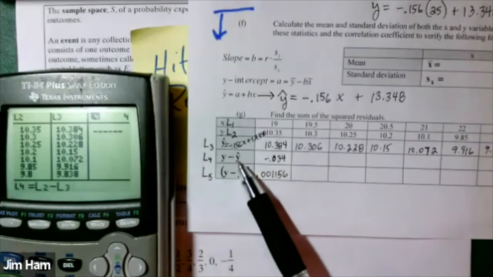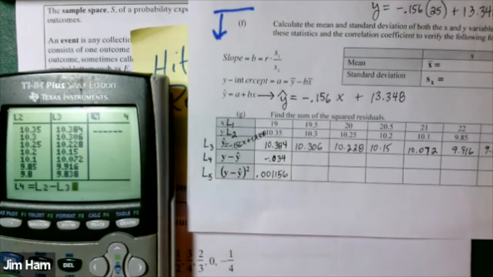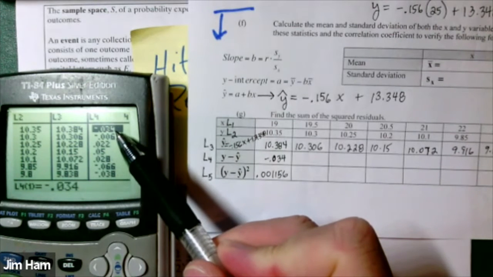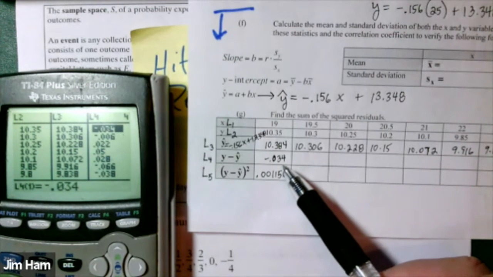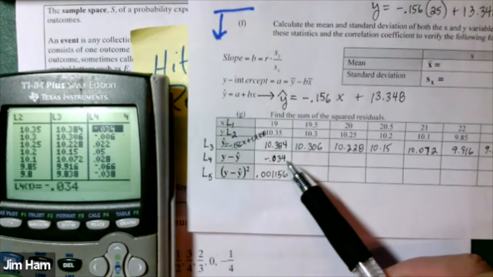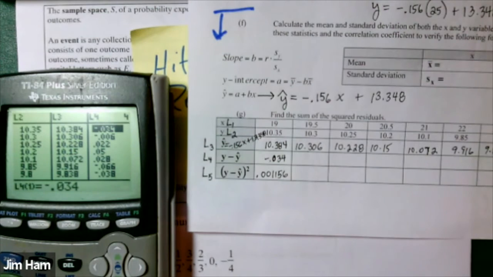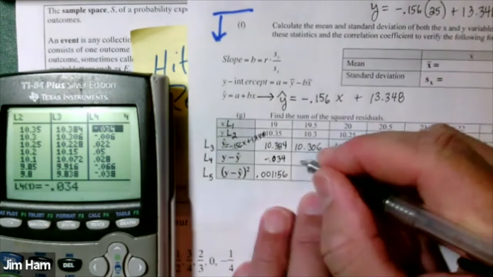L2 minus L3. All right, I'm going to hit enter here. And the one number you should note is the negative 0.034. That's exactly this number here that we calculated earlier. But not only do we have this number, we have all the other numbers that appear in that row. So I'm going to write those down.